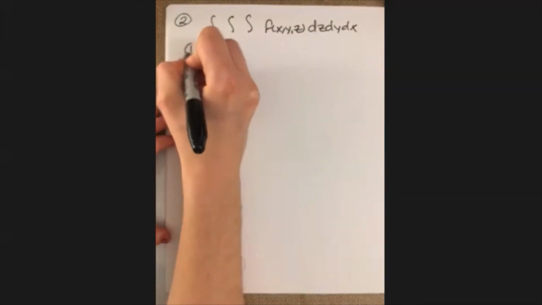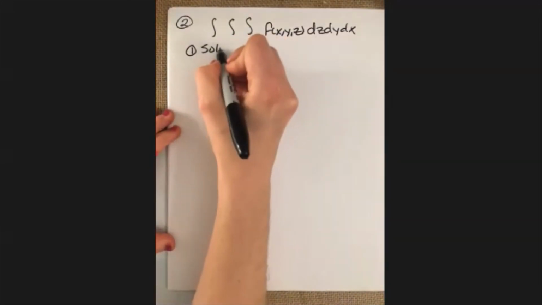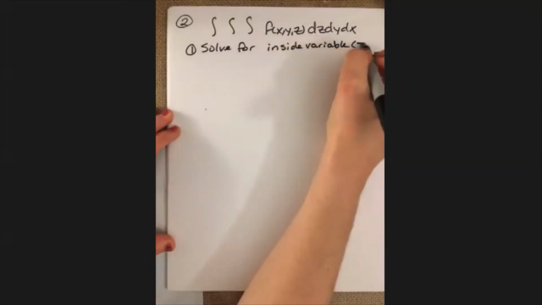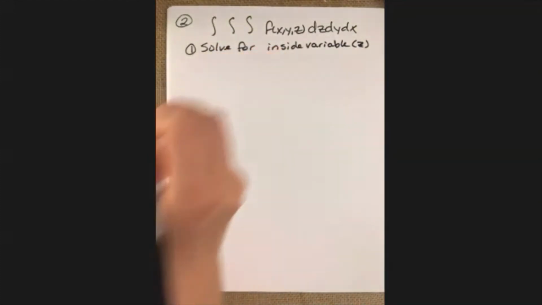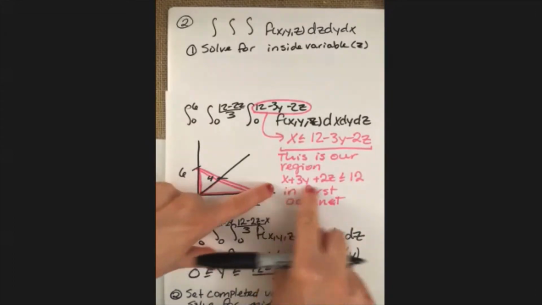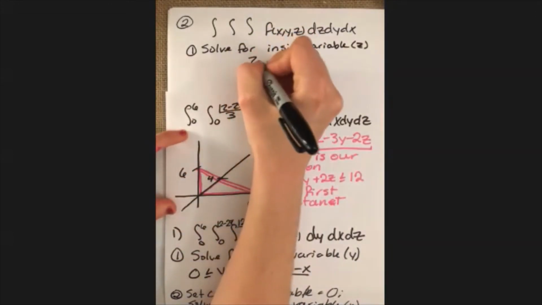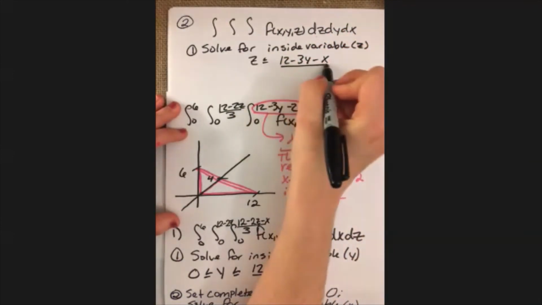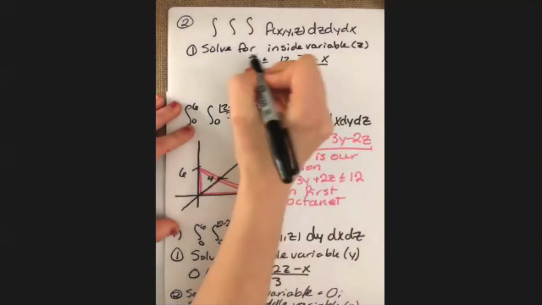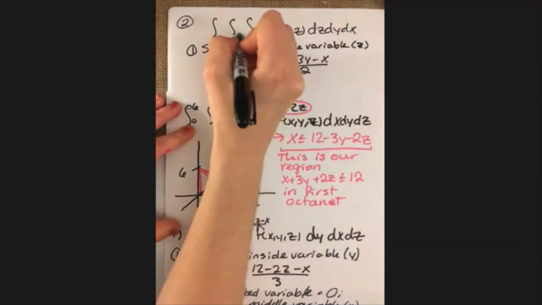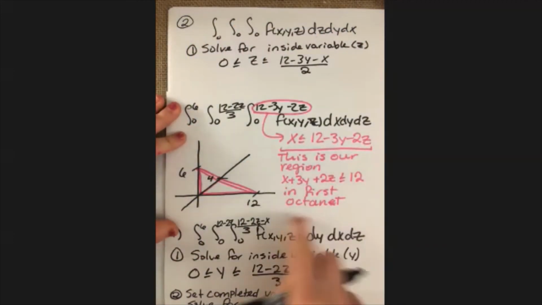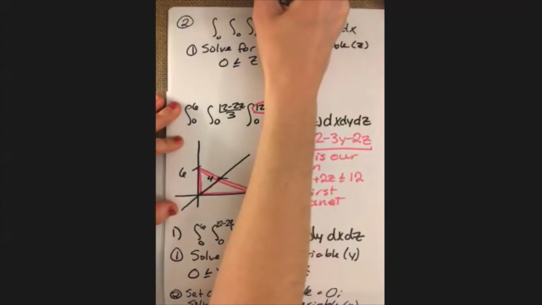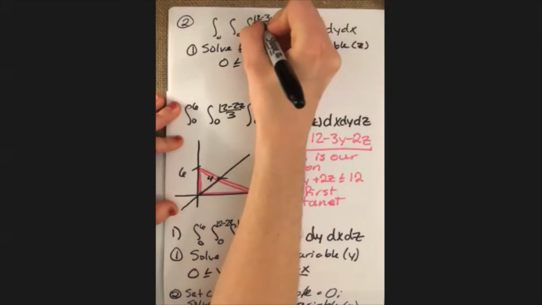So step one, solve for the inside variable. This is z. So again, this is going back to what our expression for our region was, which is this guy right here. And I'm going to get that z has to be less than or equal to 12 minus 3y minus x, and then all divided by 2. And then again, because we're in our first octant, we know that z is greater than or equal to 0, which, like I said earlier, is something that we can just go ahead and apply to all three variables because we know that all three of them have to be greater than or equal to 0. Anyway, my upper bound for this is 12 minus 3y minus x, and then this is all divided by 2.